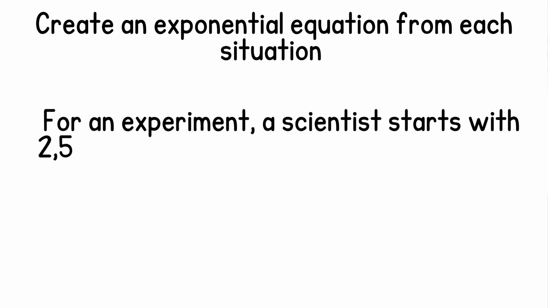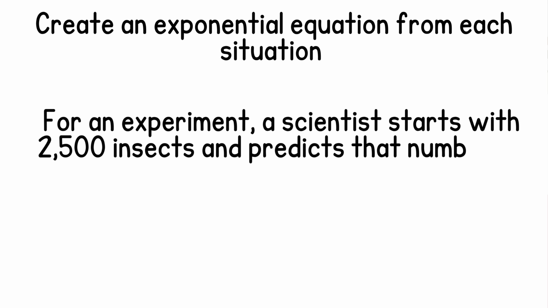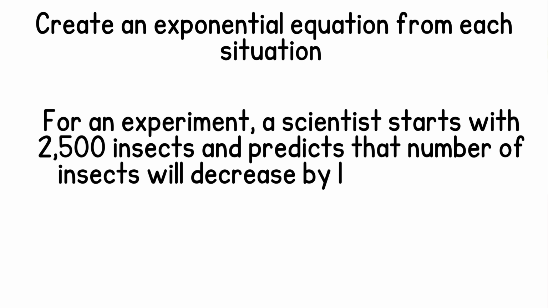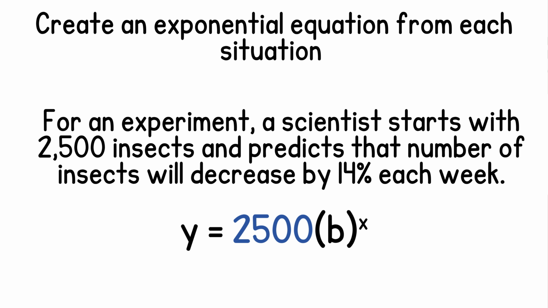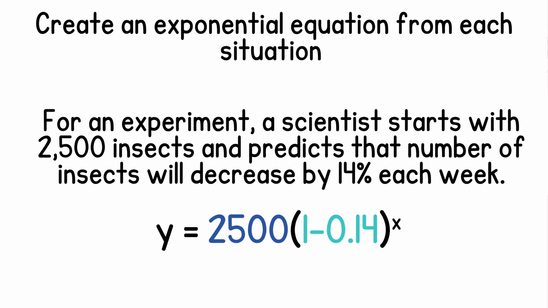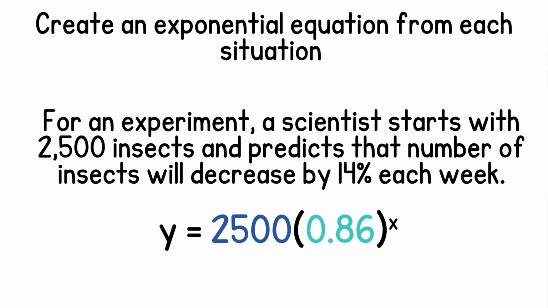In our last example, we're going to create an exponential equation from each situation. The first situation says that for an experiment, a scientist starts with 2,500 insects and predicts that the number of insects will decrease by 14% each week. So we'll take our exponential function, and we can see that a, our starting point, was 2,500, and since it's decreasing by 14%, we'll subtract 0.14 from 1. This gives us a value of 0.86. Now we have an equation for this situation.